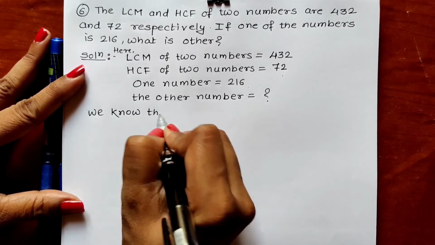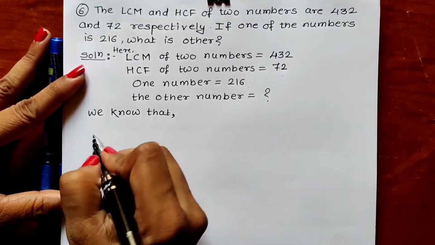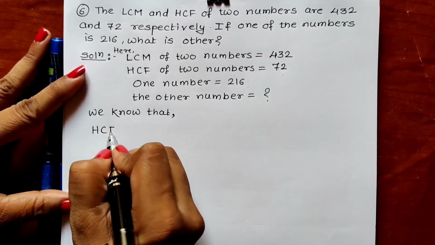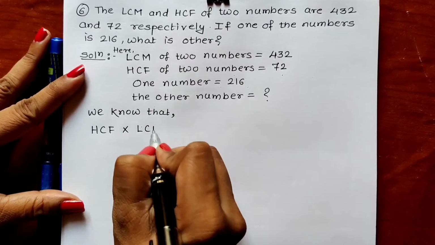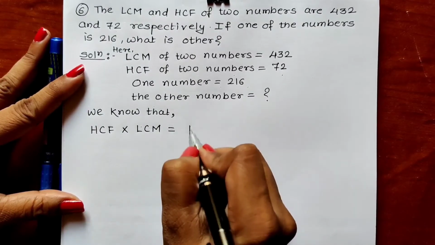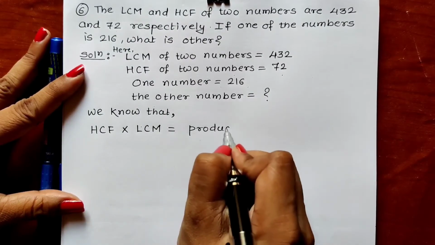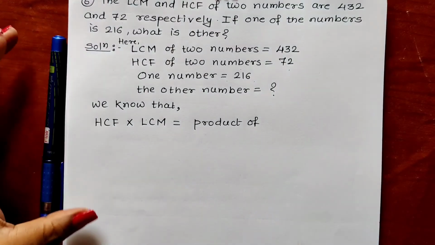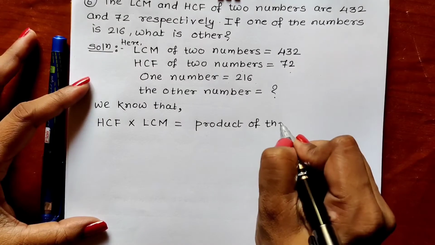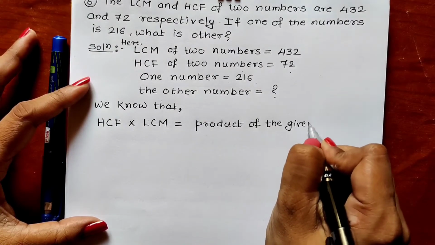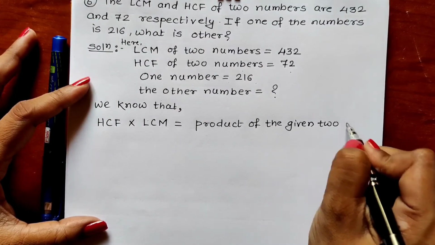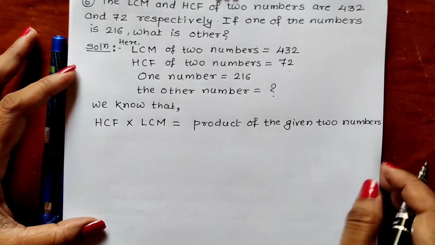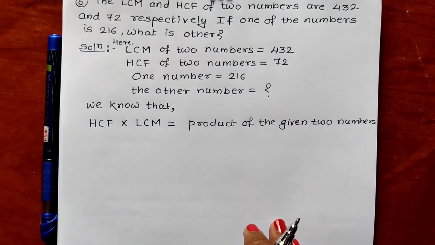We know that. Which formula do we know? We have done it before also. HCF into LCM is equal to the product of the given numbers, or the given two numbers. So we will use this formula to find the other number.